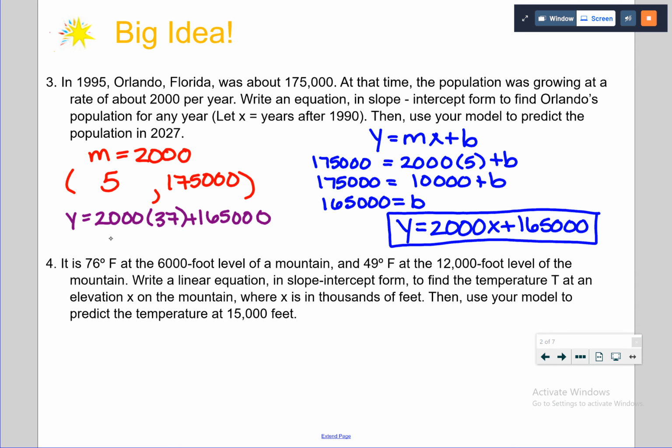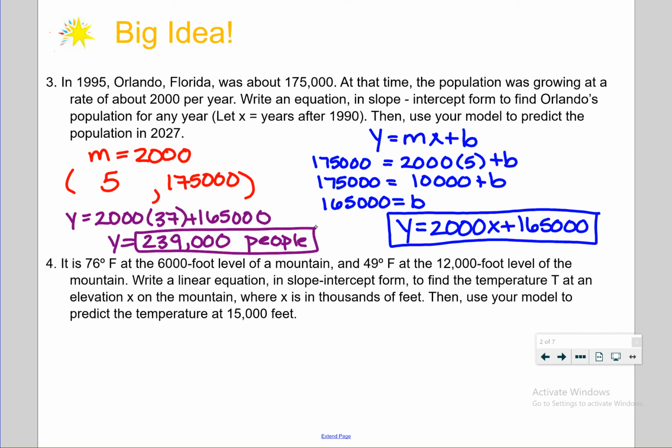And I don't know what that is. Let's see. $239,000 is the population. We're going to get in the habit of labeling whatever something represents in a word problem, people in this case. Okay, questions on that one?